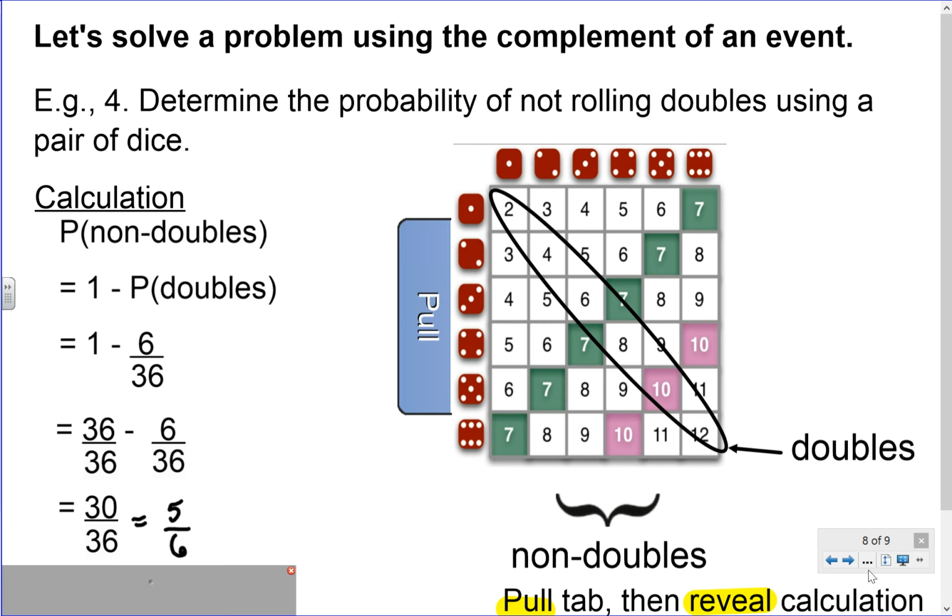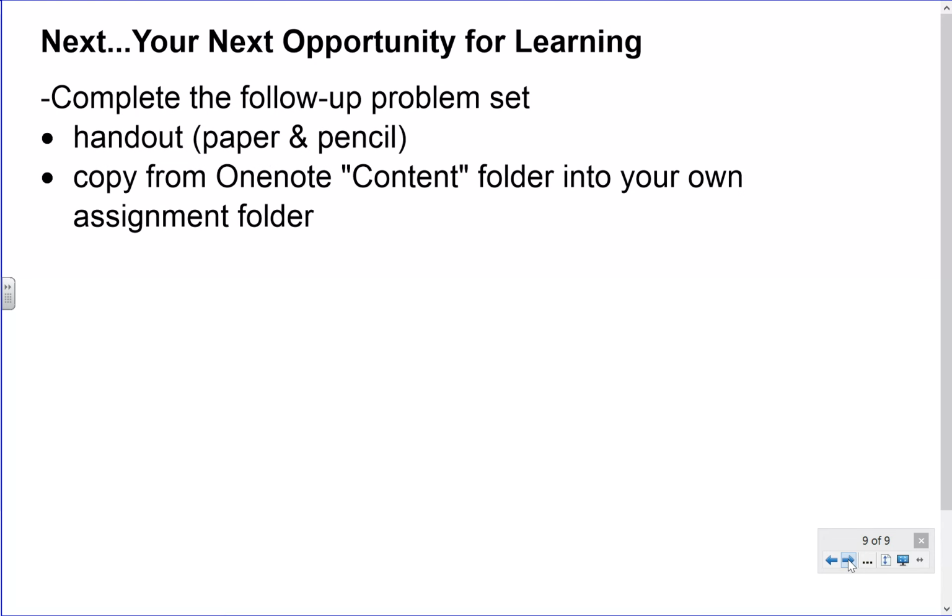Okay, so that brings our video to a conclusion. What you'll see coming up next is a few questions related to this, one involving the complement, another one involving a tree diagram. You can do that on paper and pencil, or if you prefer, you're going to find that in your OneNote content folder.